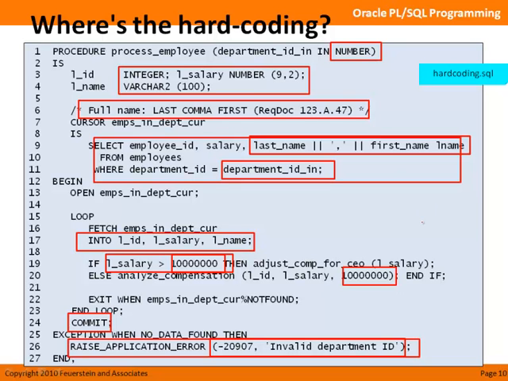I've got a box around department ID in, and that's because this is a form of really a global reference, which is another form of hard coding. My cursor does not have any parameters, which it certainly could do. And because of that, I directly reference my department ID inside the body of my cursor.